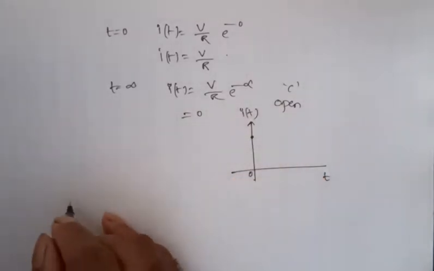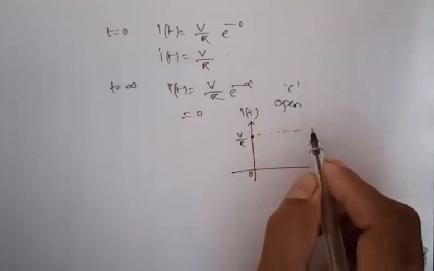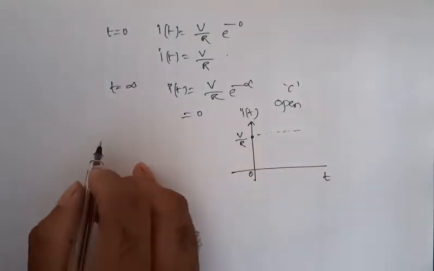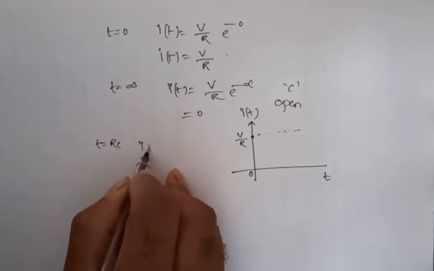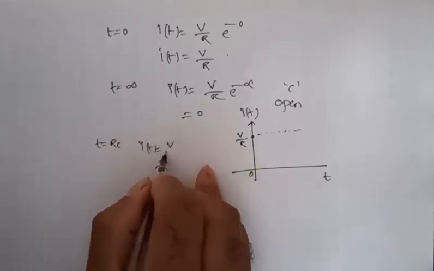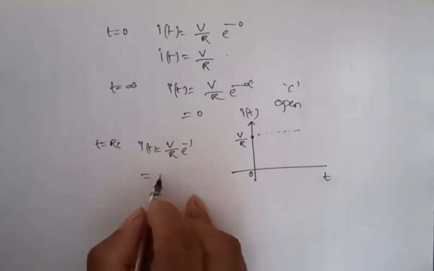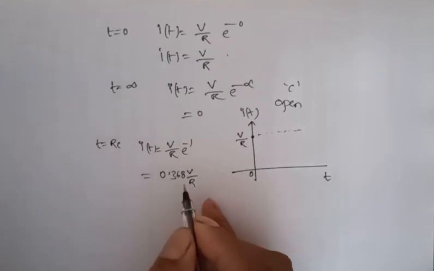At t equal to 0, we got maximum current V by R, whenever time is increasing. Now we have to discuss one more condition. At t equal to RC, I of t is equal to V by R into e power minus 1. If you calculate these things, you will get 0.368 times of V by R.